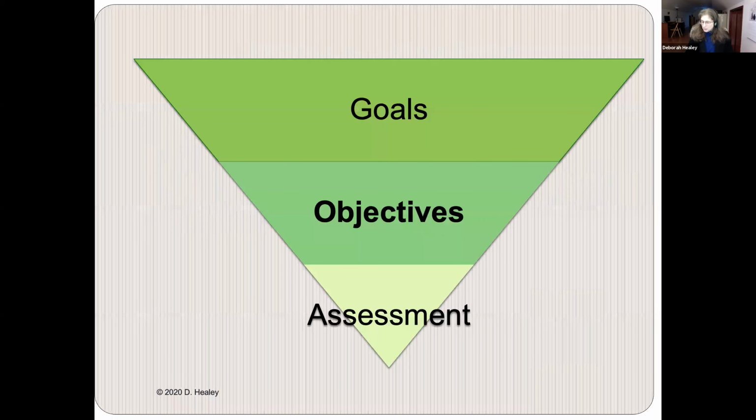Okay. So when we're looking at objectives, they fit into a package. There are goals, which are broader, objectives are narrower, and assessment is very specific. So they all work together. Your objectives have to be based on your goals. The assessment has to be based on the objectives. So if you have good objectives, assessment becomes much easier and much more understandable to students.